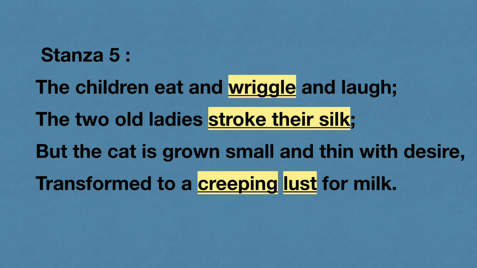The people at the poet's house continue with their evening tea without paying any attention to the cat. The children move about, eating and laughing, and the two ladies adjust their silk clothes and are busy with themselves. This neglect makes the cat's desire for milk become even more intense, more strong. There is so much lust for milk in her that her whole body has reduced to a small thin mass.